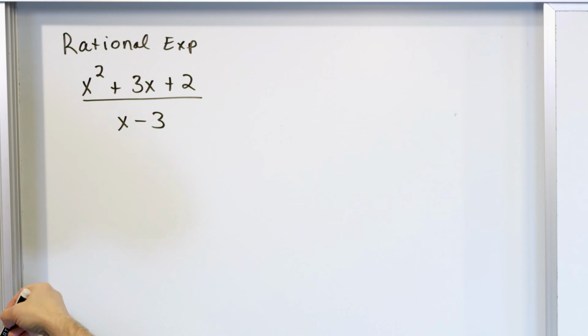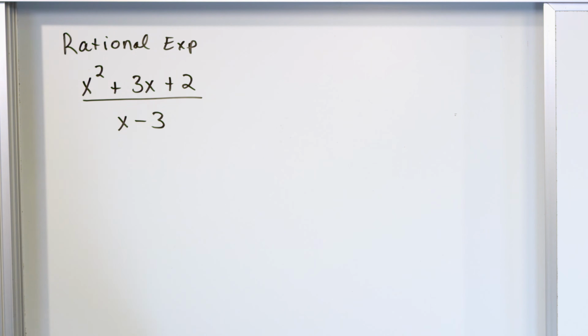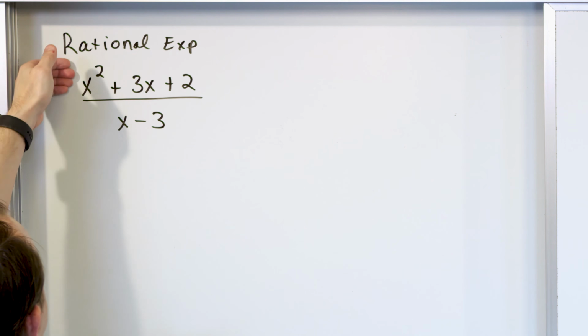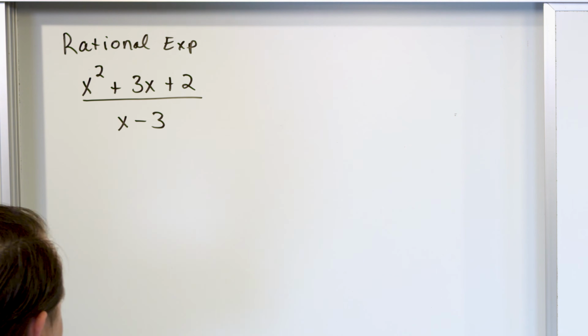How do we know it's a rational expression? Well, because it's got a numerator and a denominator. That means it's a function that can be written as a fraction. It's got some algebraic expression in the top and an algebraic expression in the bottom. And it's a fraction, so that means it's a rational expression.